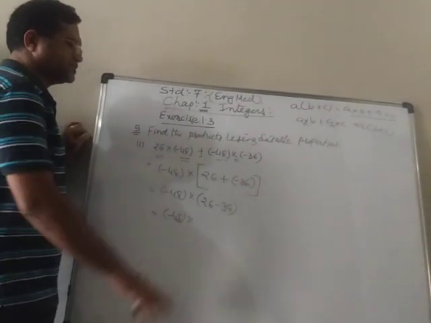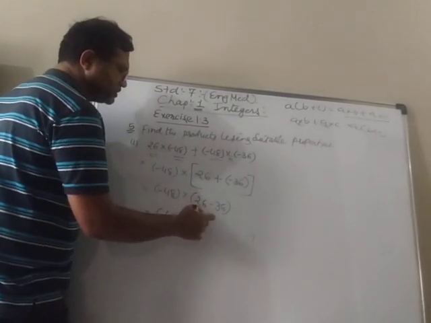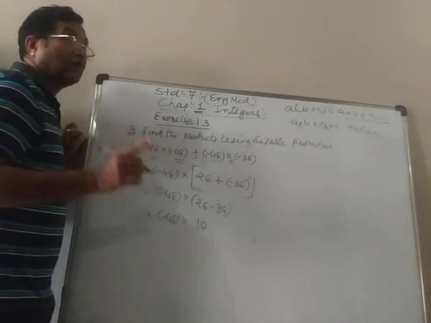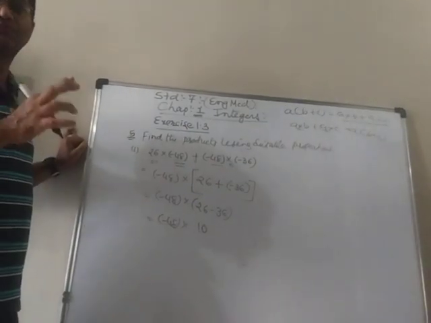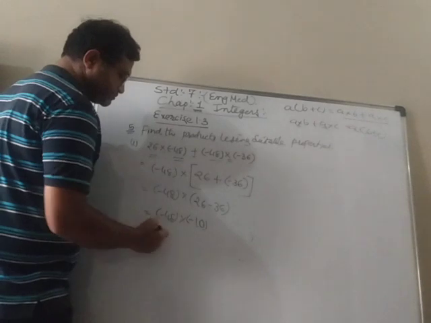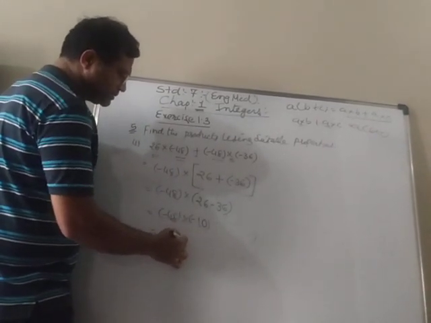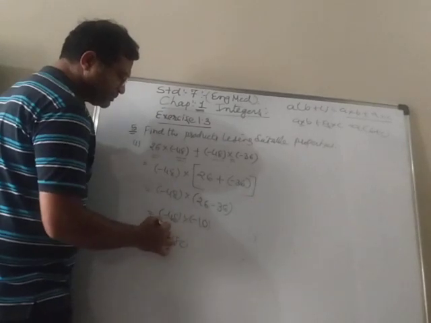26 minus 36. So now different sign, so we have to subtract. So 36 minus 26 is 10. And always we have to put the sign of the greater number. So that is minus here. So minus 10. Now it is simple. 48 tens are 480. Minus minus becomes plus.